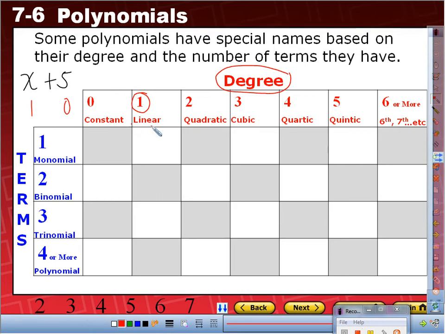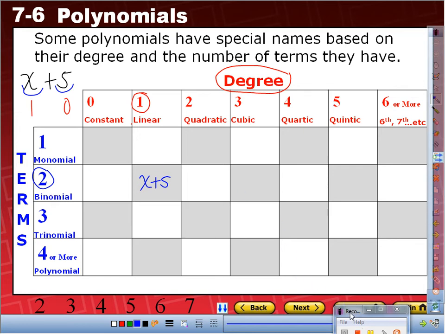Are we there so far? So that's according to degree. Now, I'm going to check how many terms this polynomial has. Here's 1. Here's 2. Therefore, 2 terms, then therefore it's a binomial. So if I was to write this one where it belongs, here, linear, and binomial, I write it here. So therefore, this polynomial is known as the linear binomial. Let me repeat that again. This polynomial is known as a linear binomial. Everybody see that? Yeah. Okay.